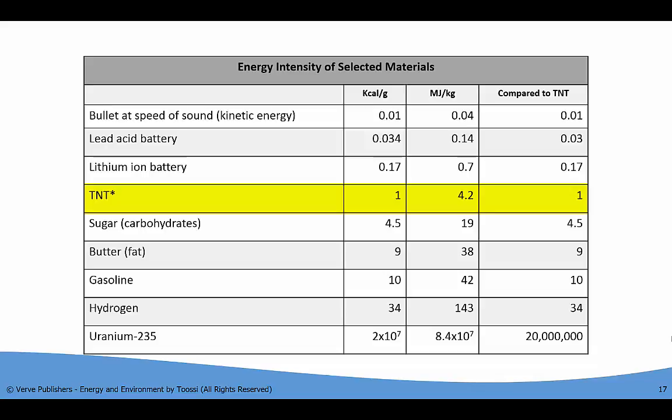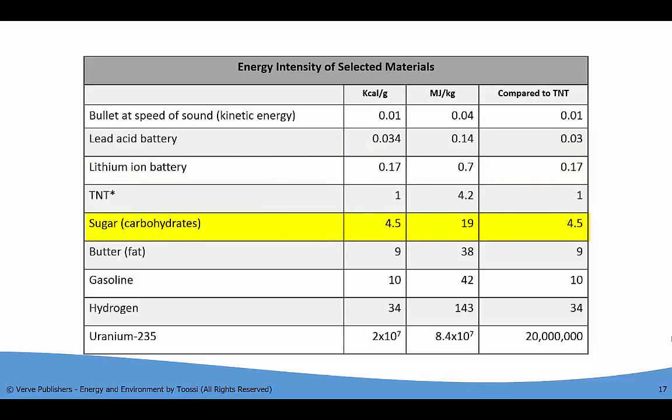Well, if you look at other things, a bullet has only 1/100th, 0.01, of the energy intensity. So a bullet does not have much energy intensity, although it could have quite a bit of power. A lead acid battery is not much better off. Lithium ion batteries, the ones mostly used now in your cell phone and calculator, are quite an improvement, but still quite low compared to the TNT.